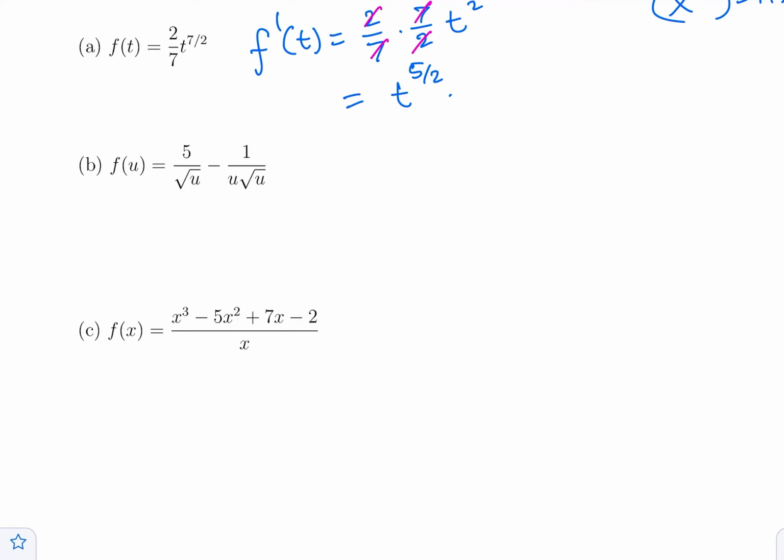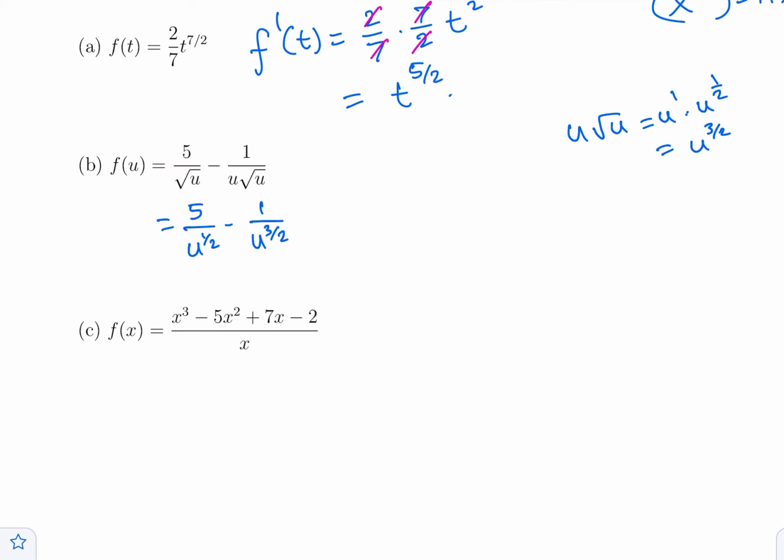In part B, we got fractions. So we need to get rid of this fraction. Root u means u raised to 1 half. And what is u times root u? It's the same as u raised to 1 times u raised to 1 half. Now times means we add the exponents. 1 plus 1 half is 3 halves. So this is in fact 5 over u raised to 1 half minus 1 over u raised to 3 halves. I just rewrote it, getting rid of radical signs.